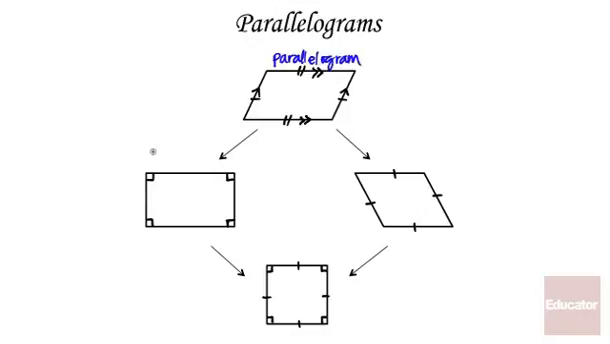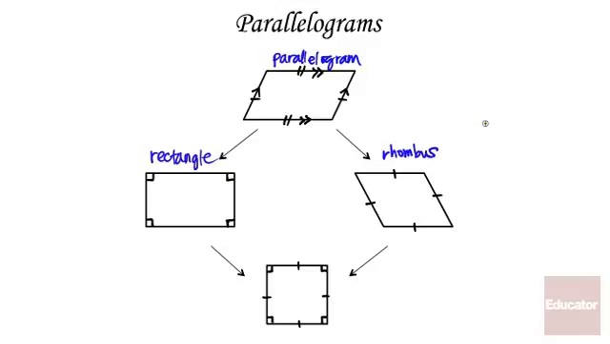this is a rectangle, and this is a rhombus. By the way, when you have more than one, rhombus is singular, right? When you only have one. When you have more than one, it becomes rhombi. So rhombi is the plural for rhombus. So rectangle, rhombus, two types of parallelograms.